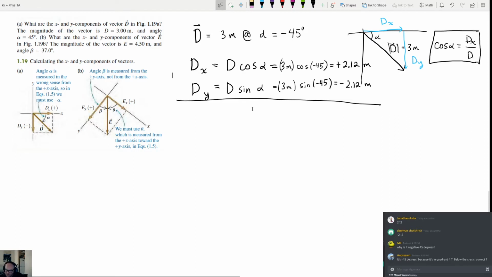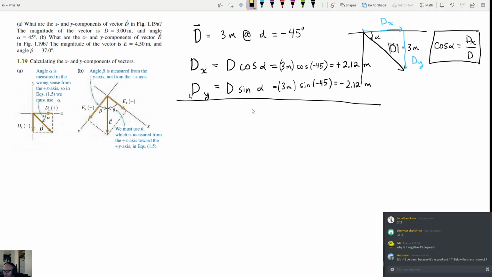I'm just going to say that what Andrew said is correct. It's negative 45 degrees because it's in quadrant 4 below the x-axis. So we define angles as positive if they go counterclockwise. So if you go in this direction, which is clockwise, it's negative. And I think that's consistent with your math classes, right? Now, what was the other question?